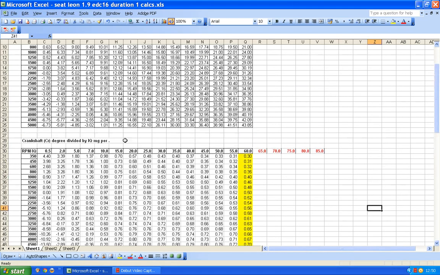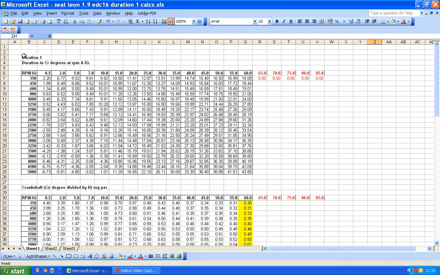Okay, in this video I'm going to have a look at duration. I've got here duration 1. I'm going to look at changing the duration maps in the same SAT layout 1.9 edc16 file that I've been using for all of the edc16 videos.